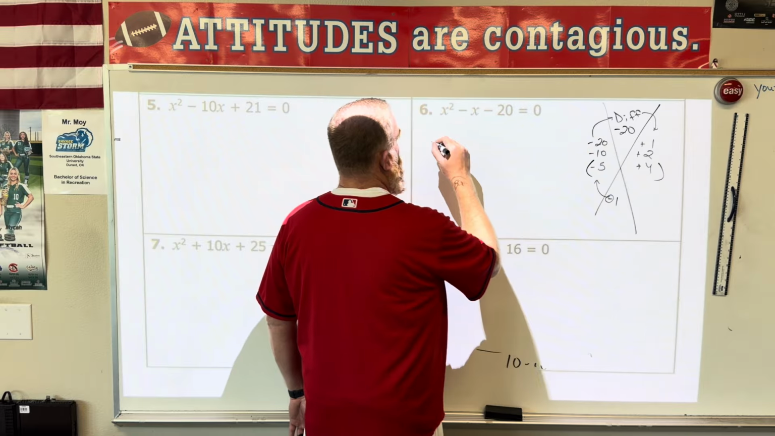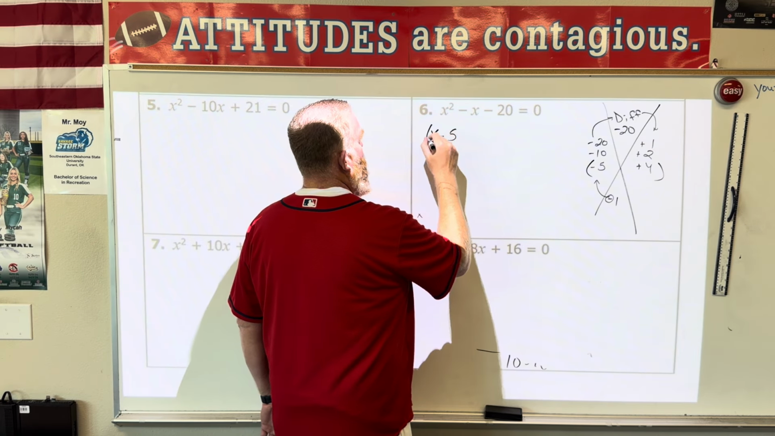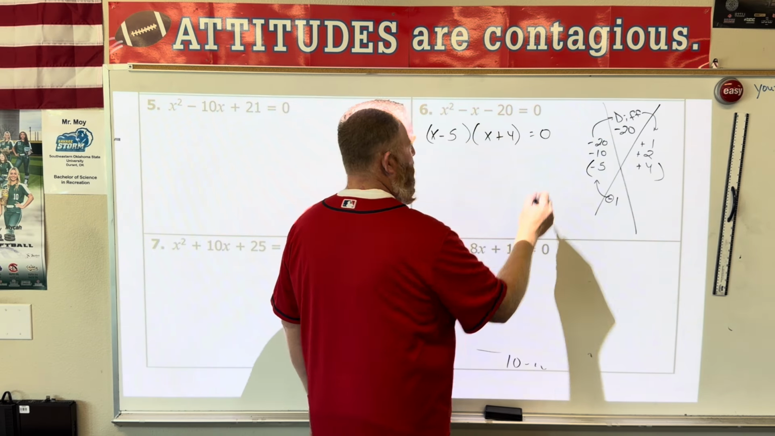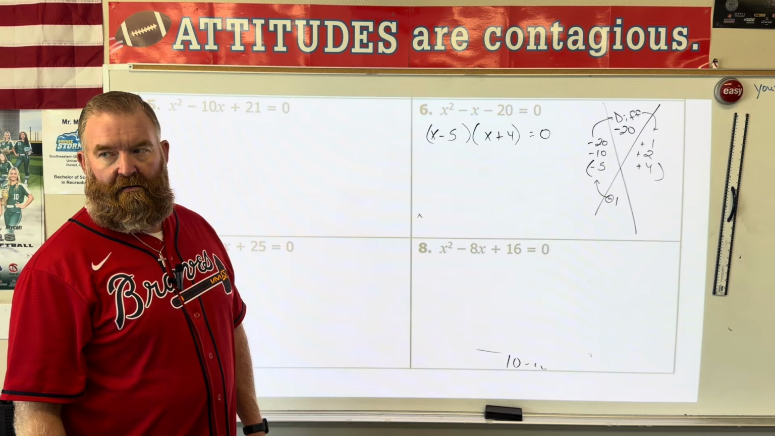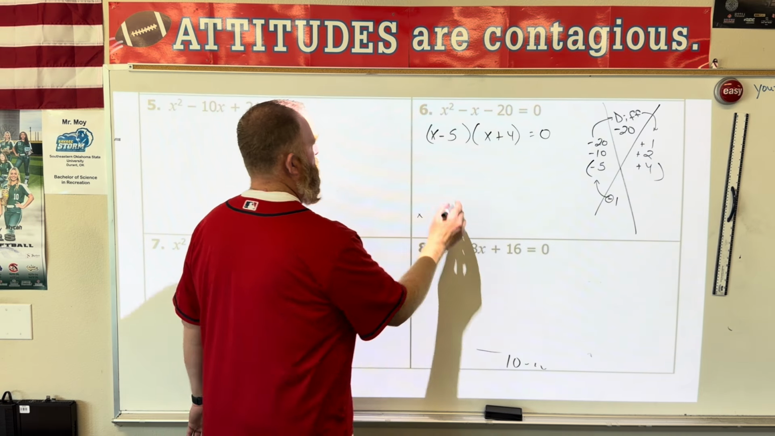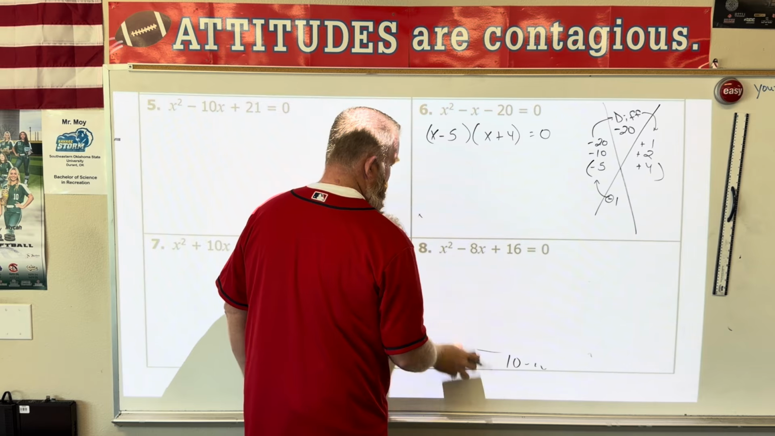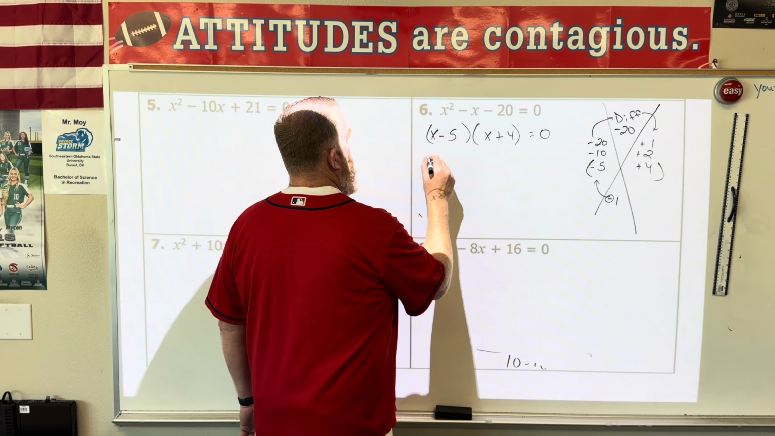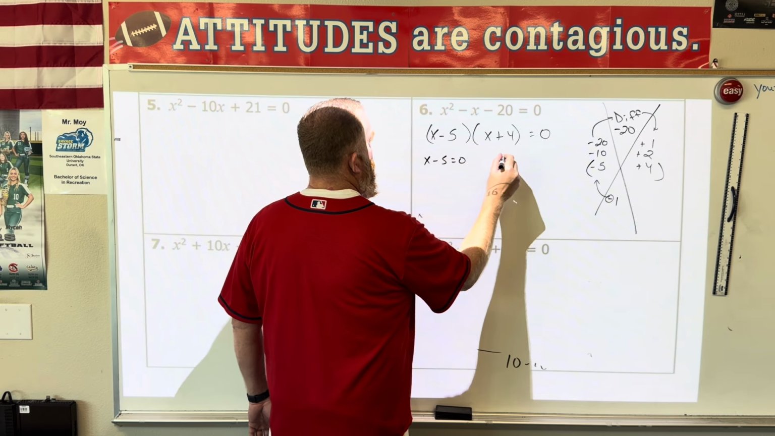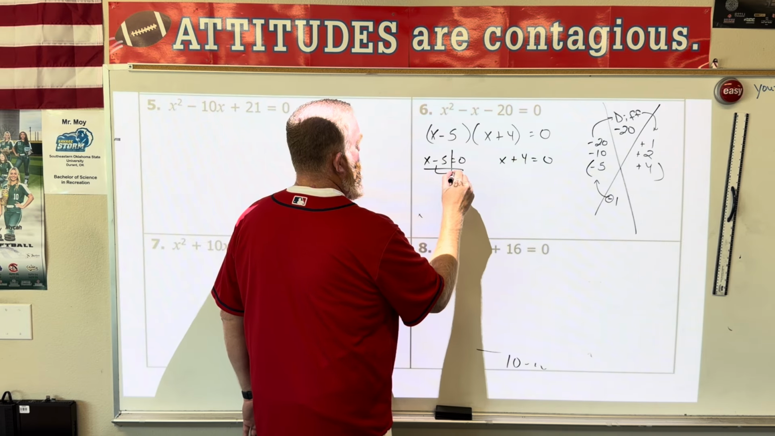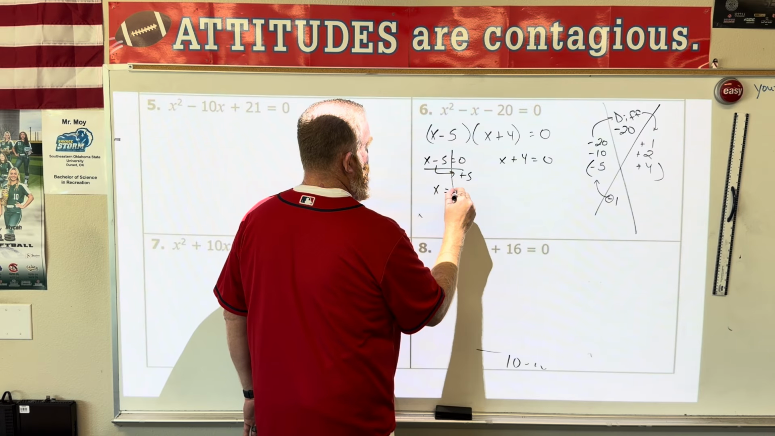Negative 5, positive 4. So here we go. X minus 5, X plus 4 equals 0, right? So here we go. Split them, set them both equal to what, guys? 0. X minus 5 equals 0. X plus 4 equals 0. Negative 5 becomes a what? Positive. X equals 5.